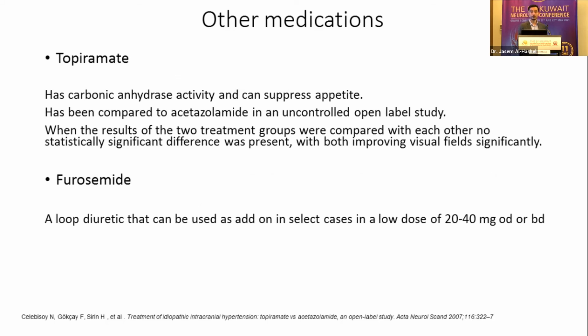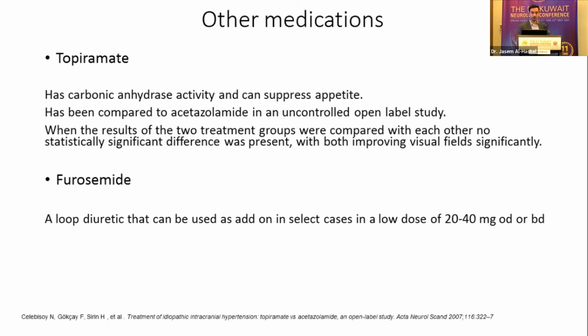Other medications to consider are topiramate, which we know is used for migraine prophylaxis, and it has carbonic anhydrase activity and can suppress appetite, which can help you with the weight loss. It has been compared to acetazolamide in an uncontrolled open-label study that showed they were equal.